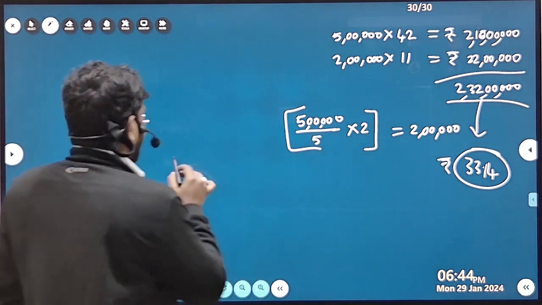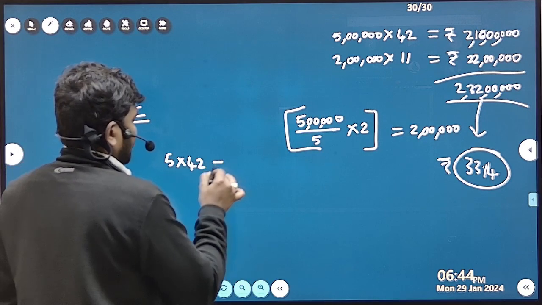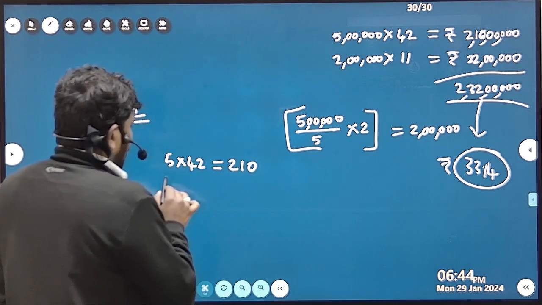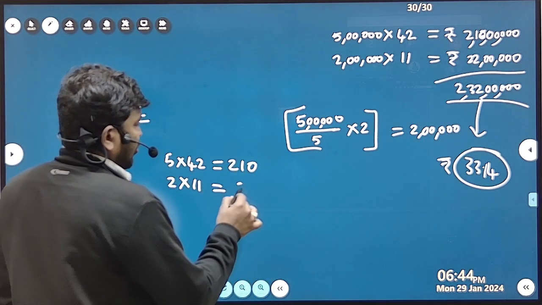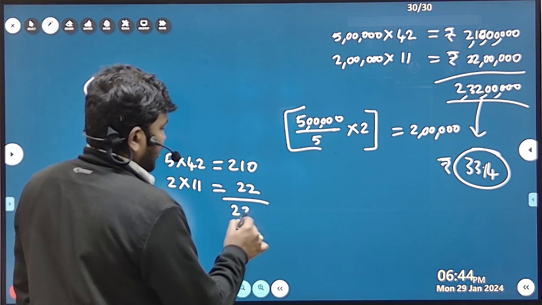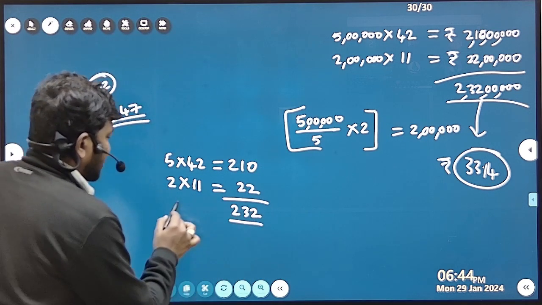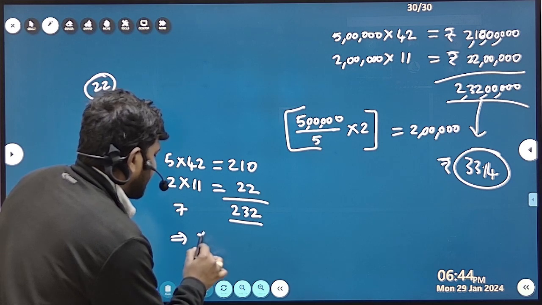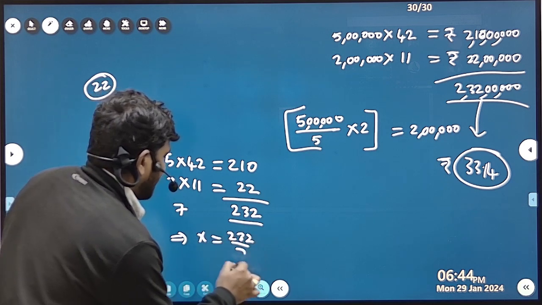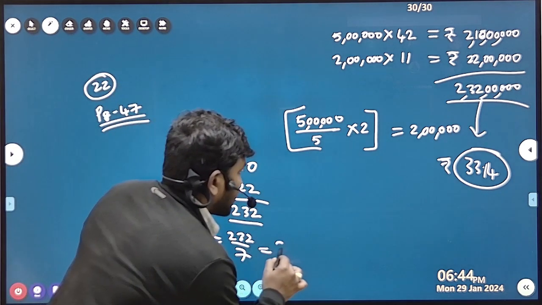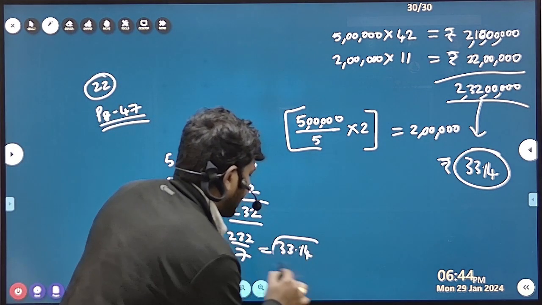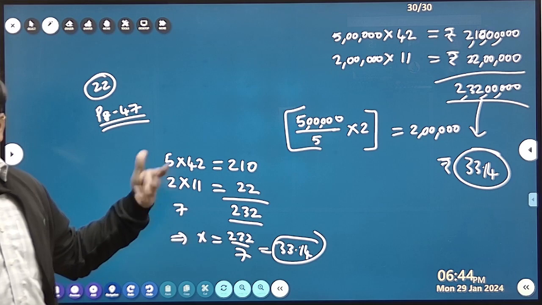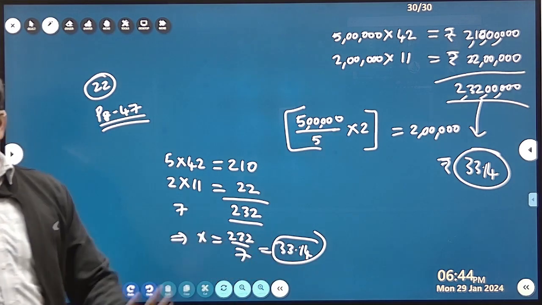I'll explain that also. See here, 5 shares into 42, what is the amount? 210. 2 shares are given as rights, yes or no? 2 into 11, how much? 22, 232. Okay? 232 is for 7 shares, yes or no? Per share, how much? You can take this as X, 232 divided by 7. What is the price? 33.14. Clear, na? You can take for 500 shares also, 5,000 shares also. Answer will be the same. Understood?